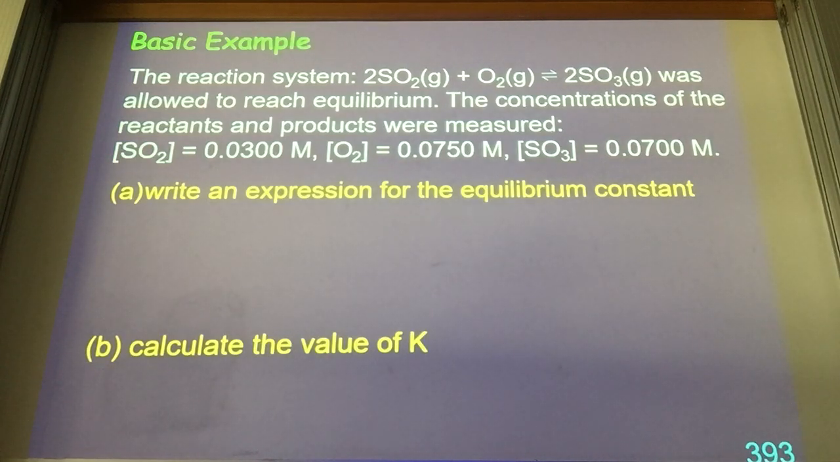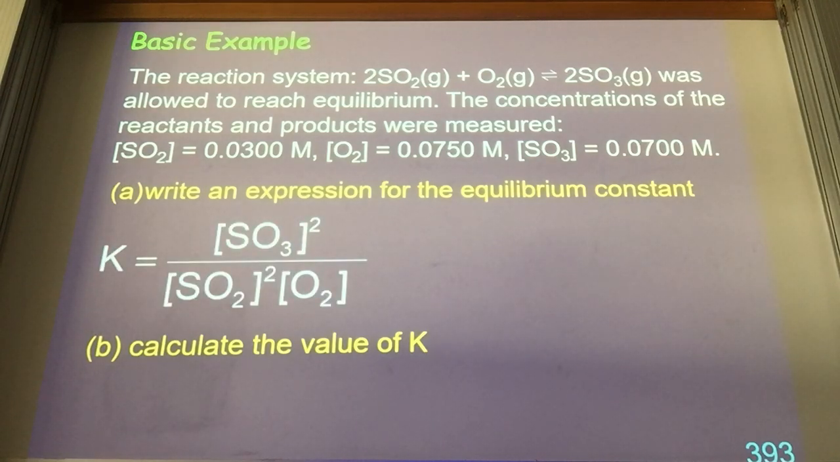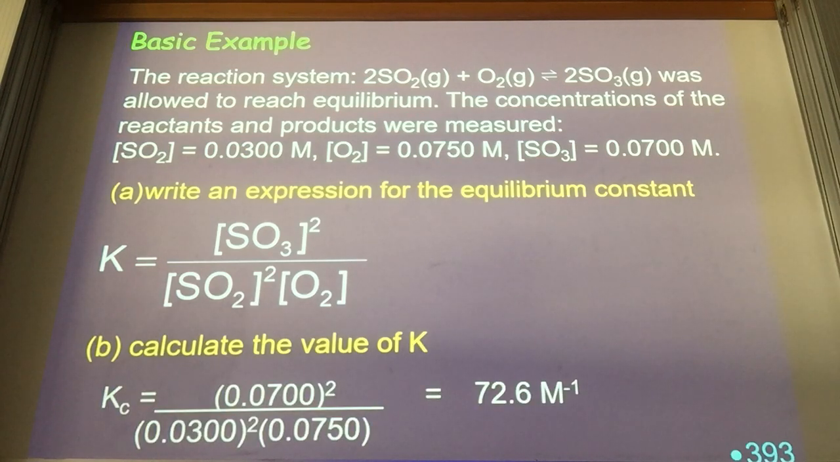So, let's do a simple example. 2SO2 plus O2 goes to 2SO3 is allowed to reach equilibrium, and we're given the concentrations of everything at equilibrium. That's nice and easy. So first of all, we write the equilibrium constant expression. Products over reactants to the power of the number of moles. Once we've got that, all we do is sub in our concentrations. They're all concentrations. Nice and easy. Sub them in and solve.